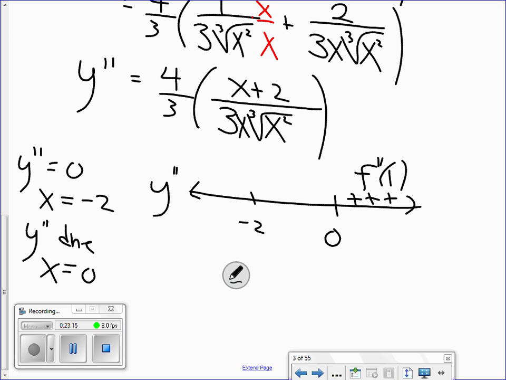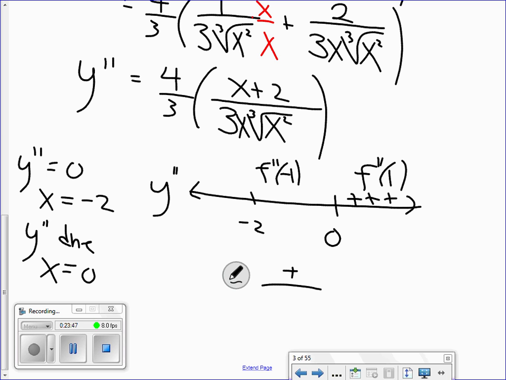Okay, let's take a value of x between -2 and 0. -1. Let's just focus on what now. We have the 4/3 out front. That's positive. How about the x plus 2? If x is -1, numerator is -1 plus 2. Okay, so it's positive, right? This is what we're doing, little steps.